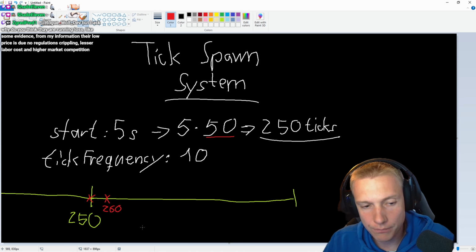Spawn an enemy at the end of the tick. When the tick timer reached 0, hold on. 250 plus 10 is 260. Yes, yeah, that's right. Exactly. So this is what I want to do. A tick spawn system instead of a time-based spawn system. Now that we have ticks.